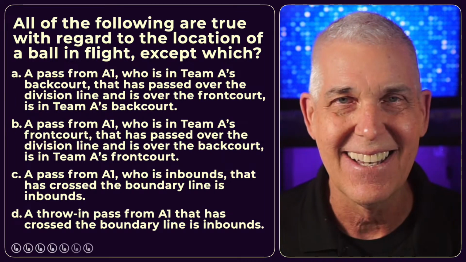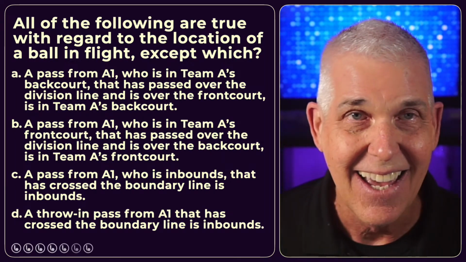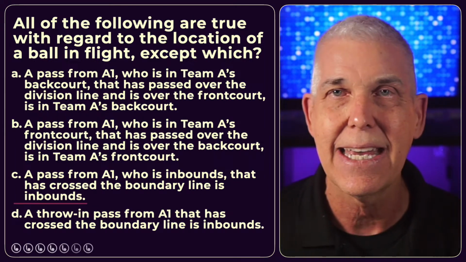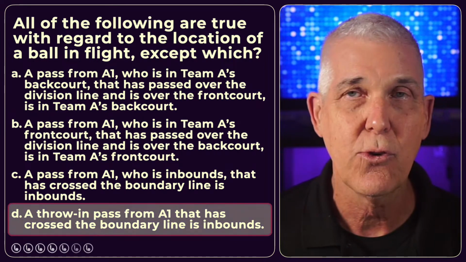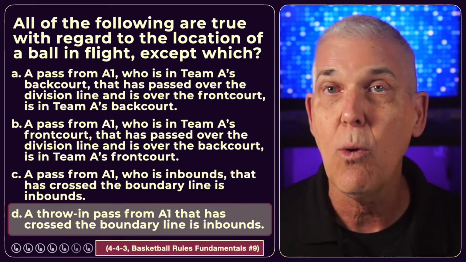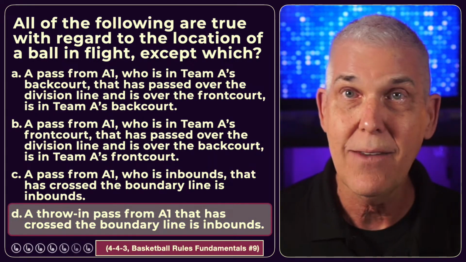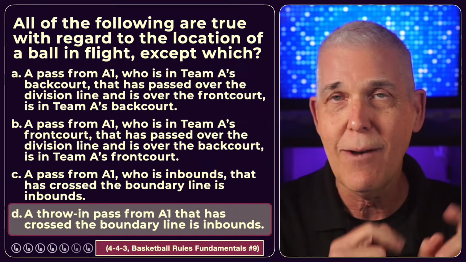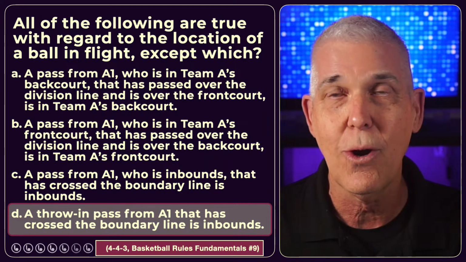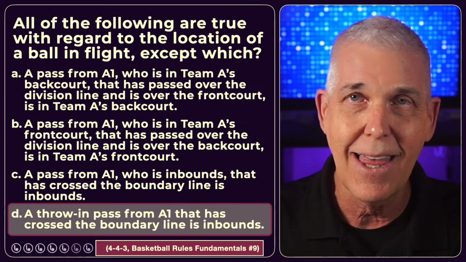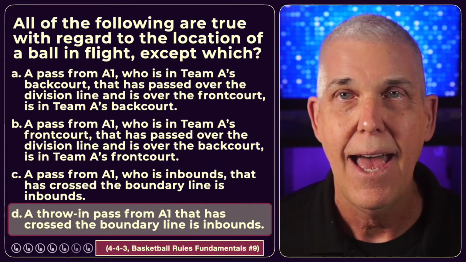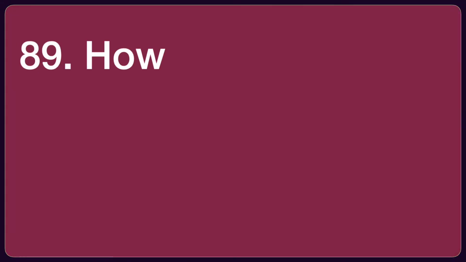Our incorrect statement here is D. A throw-in pass from A1 that has crossed the boundary line is inbounds. That is not true. By rule, the status of the ball would still be out of bounds, even though maybe there was a length of the court pass. The ball has traveled 83 feet and is over the court. By rule, it is still out of bounds. The status of the ball is still out of bounds.